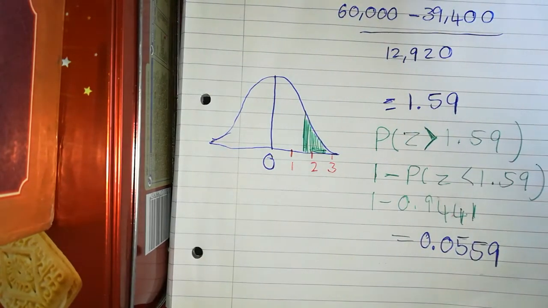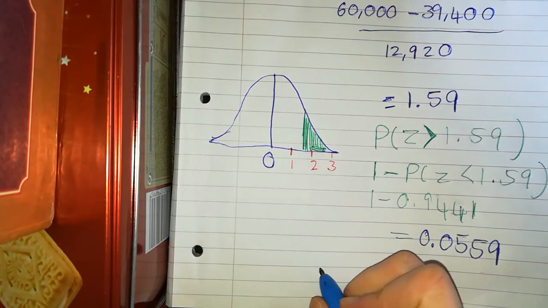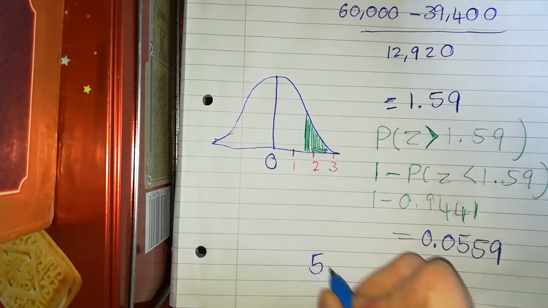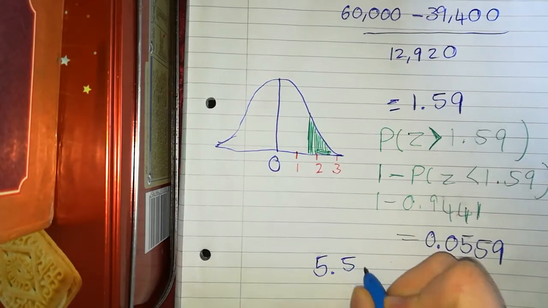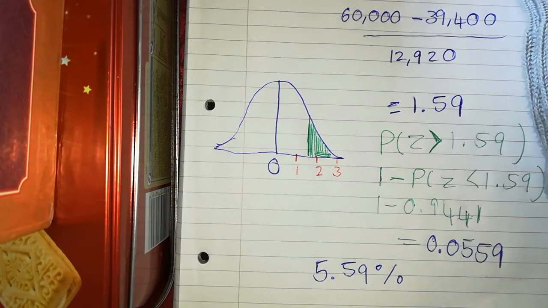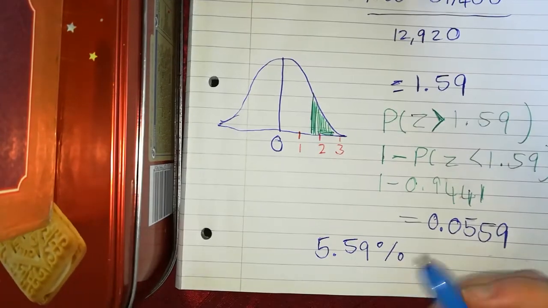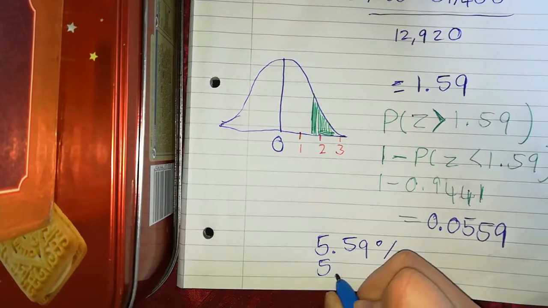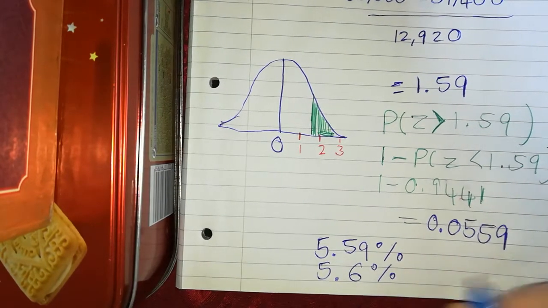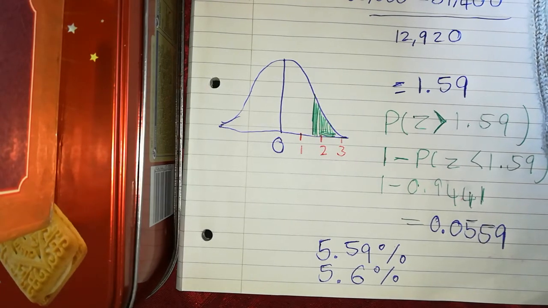So if I want to convert that to a percentage, I'm just going to have to multiply by 100. So it'll be 5.59%. So 5.59% will be liable. And then the question said correct to one decimal place, so it'll be 5.6%. So that's the percentage of people who will be liable for this tax.